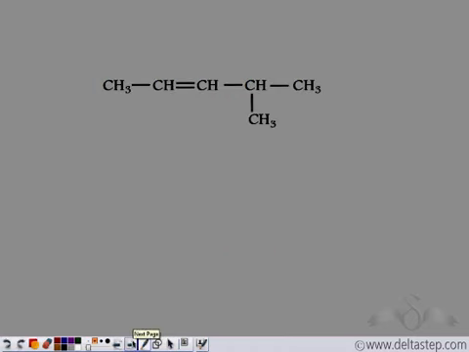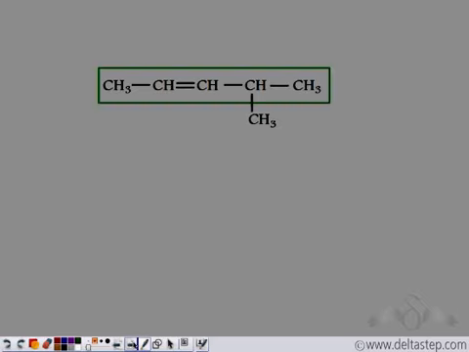Let's take another example. We are given this organic compound and we have to find its IUPAC name. So the first step remains the same. We have to find the longest carbon chain containing the functional group. In this case, the double bond is the functional group. So this is the longest carbon chain containing the functional group. Observe, if we start the numbering from left, we get 1, 2. The double bond gets the position number 2. If we start from right, we have 1, 2, 3. The double bond gets position 3, but the substituent gets position number 2.